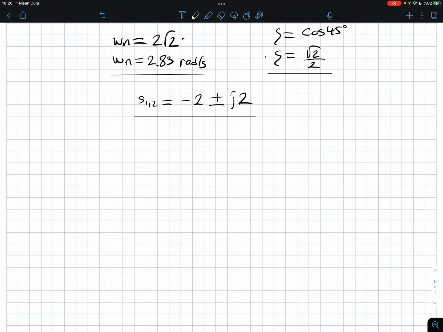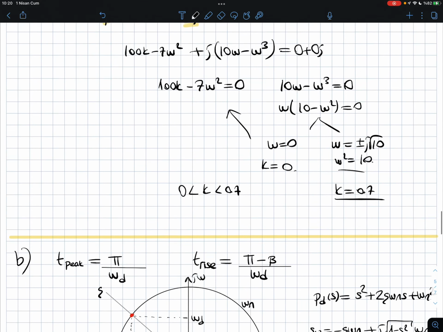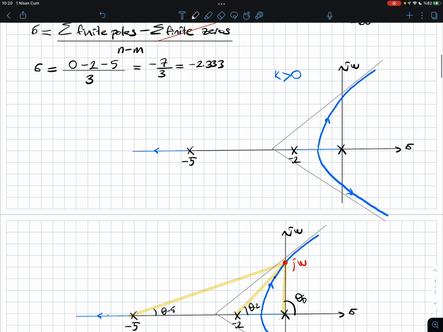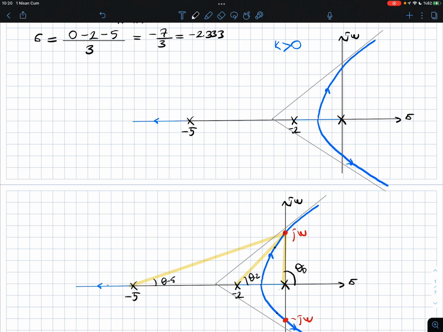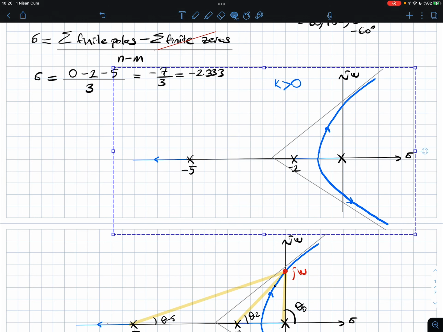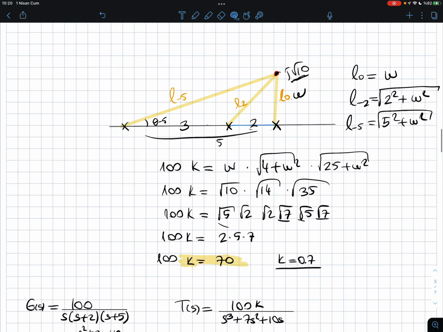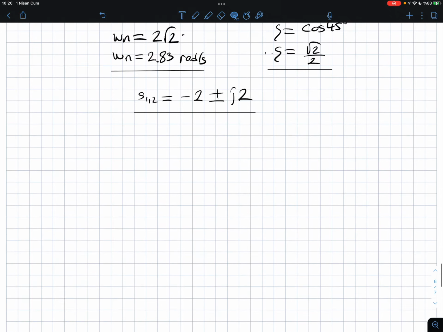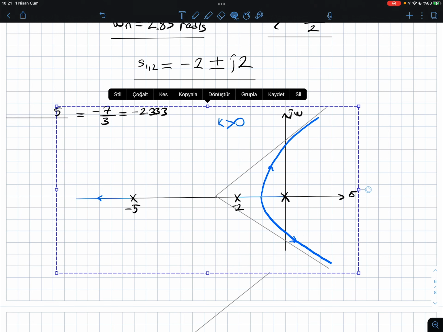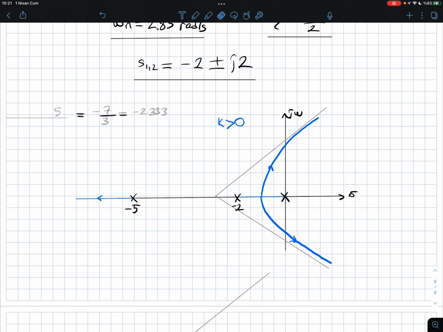Now, we're at the point where we know what the poles should look like. So we can again use multiple methods, and I'm going to use root locus again to show you how to use root locus for this design problem here. So let me again copy this root locus here. Get rid of the unnecessary stuff. There we go.